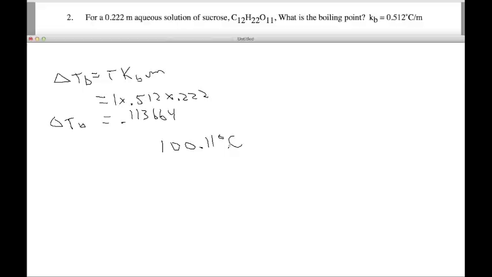So what's your answer? 100.11 degrees Celsius. Okay. So what would be a good symbol for what this question is asking? Not delta, sorry, Tb final. Then you plugged in the equation. How did you know that i was 1? Because sucrose is a non-electrolyte. That's right. And we had the 0.512 and the 0.222.